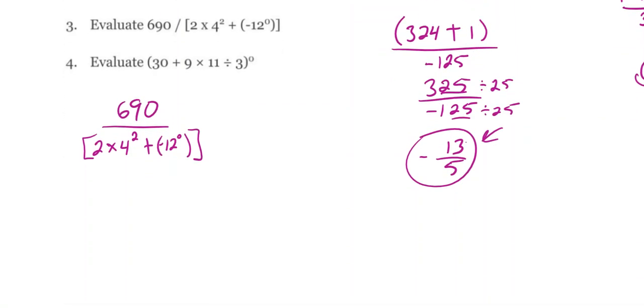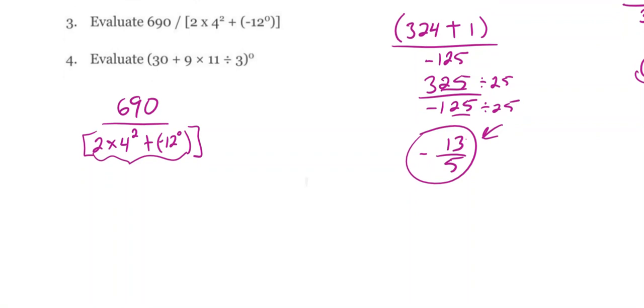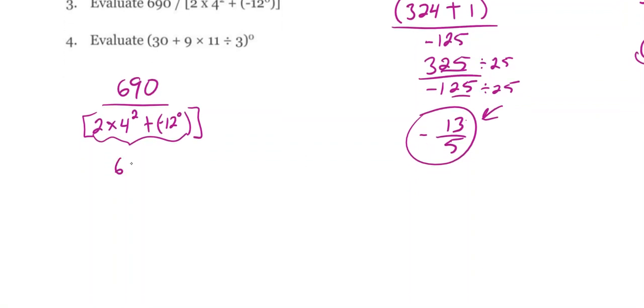Okay. According to BEDMAS, what do we got to do first? Brackets, right? So really what that did is focus my attention in here. We got to do inside there first. And then it looks like exponents, so we can do those exponents first. Let's write the whole thing again. So we'll go 690 divided by, and then I'll leave my brackets. And then we'll have 2 times 4 squared, 4 to the power of 2. So 8? Nope. 16. Good. Not 8. So it's going to be 16.